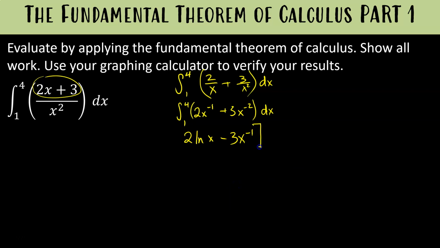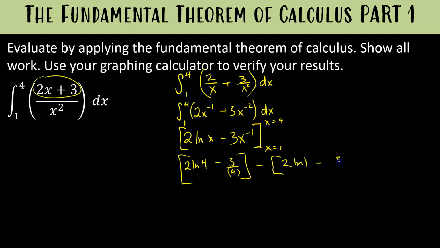Okay. And then we don't need the plus c. We're going to evaluate from x equals 1 to x equals 4. So 2 natural log of 4 minus 3, I'm just going to write it in this other form, over 4, minus 2 natural log of 1 minus 3 over 1.